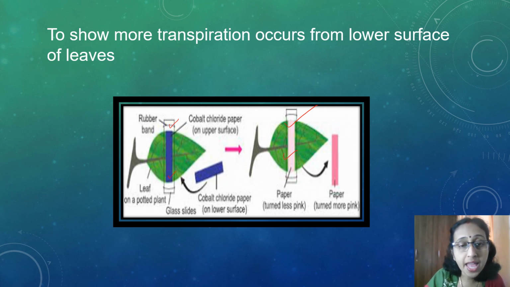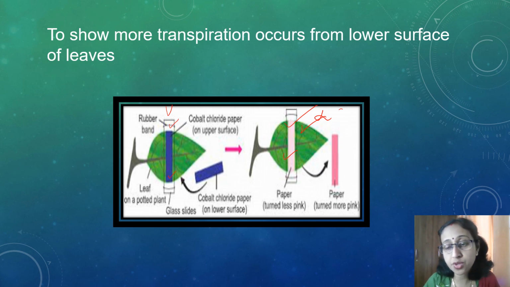So one slide, with the cobalt chloride paper touching the leaf, we are putting with a gem clip on the upper surface of the leaf, and another one we are putting on the lower surface of the leaf. Suppose this is the upper surface of the leaf and this is the lower surface. This is how we are putting gem clips on the ends of the two glass slides, inside which we have kept the cobalt chloride paper. So one is clipped on the upper side of the leaf and another on the lower side.